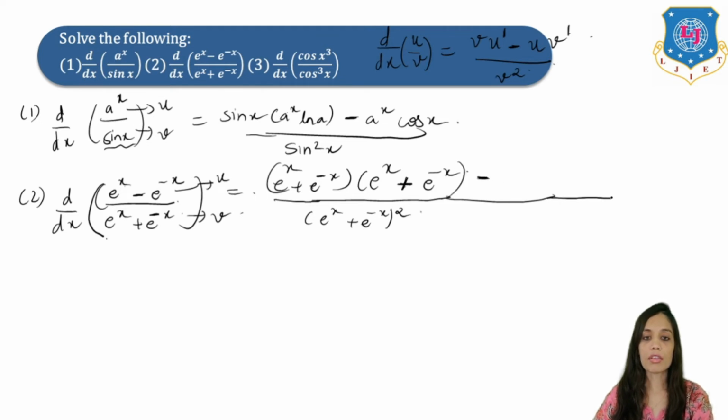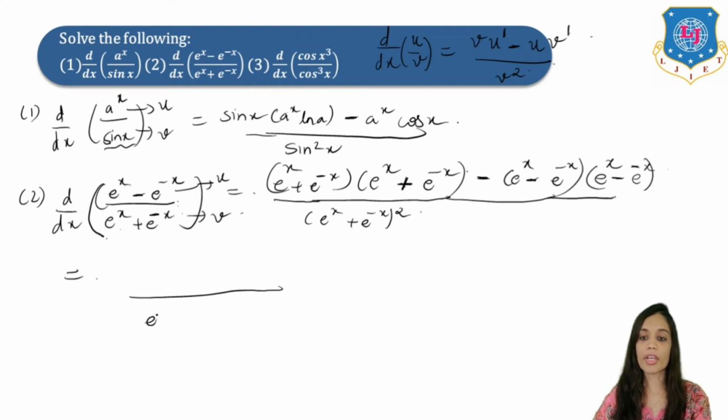Now minus. You have to keep u as it is. So e raised to x minus e raised to minus x will be as it is. To the derivative of this. So derivative of e raised to x will be e raised to x. Derivative of e raised to minus x will be minus e raised to minus x. So here minus. Fine. So now let us simplify the following. So you can write this will come as it is, that will be e raised to x plus e raised to minus x whole square.